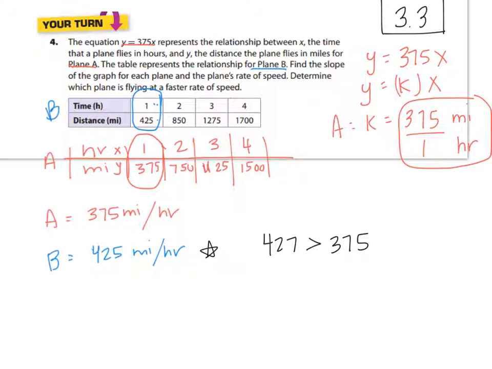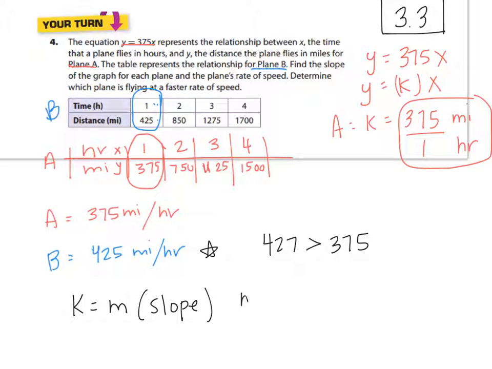Let's make sure we got everything this question is asking. So the table represents the relationship for plane B. Find the slope of the graph for each plane and the plane's rate of speed. Determine which plane is flying at a faster rate of speed. Okay, so what did we learn today about slope and unit rate? And that would be that in proportional relationships, k equals m, being slope, right?